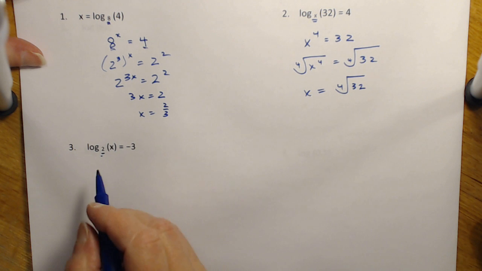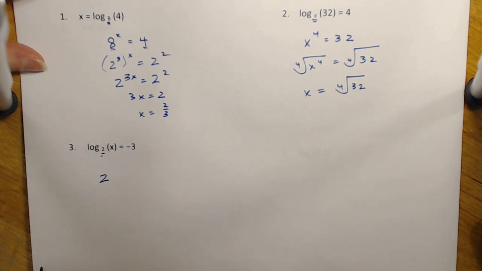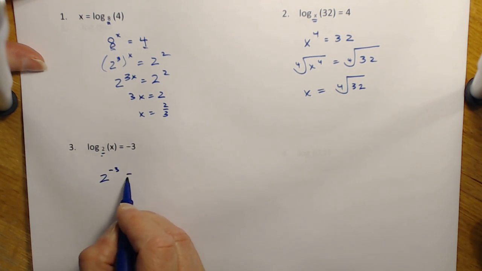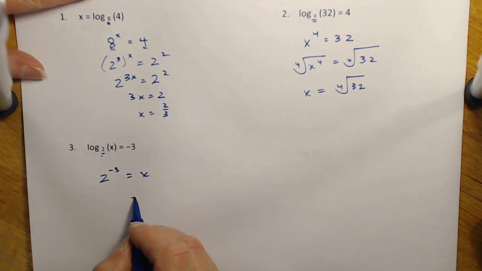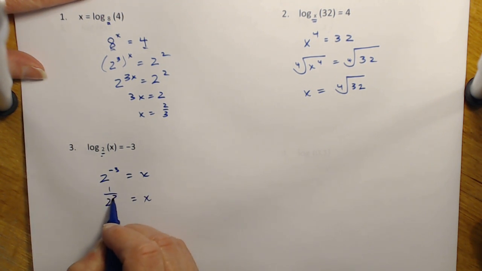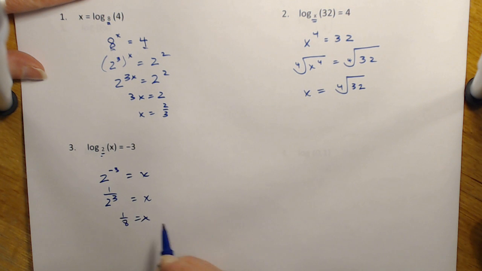And then the third one, again, it's base 2. So it's exponential with the base 2 to the power of -3 equals x. Okay, so this is already solved for. 1 over 2 to the -3 is 1 over 2 cubed, or 1/8.